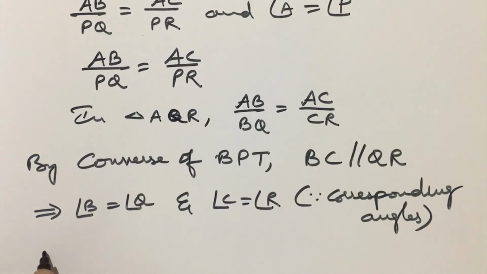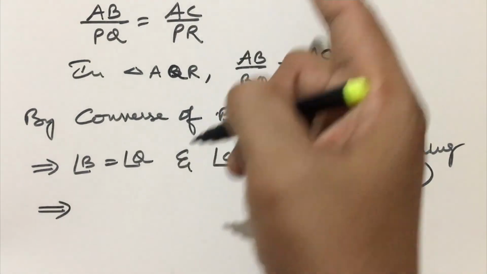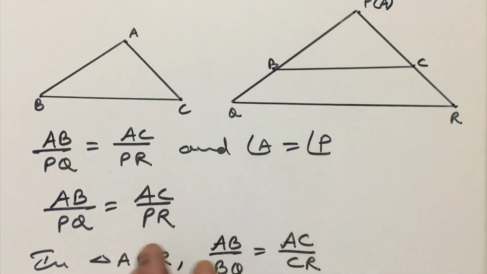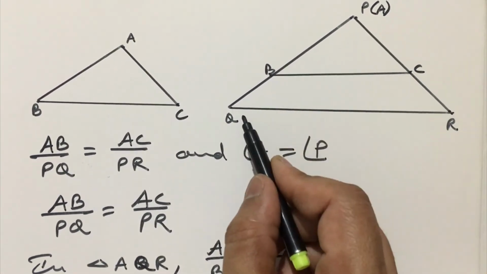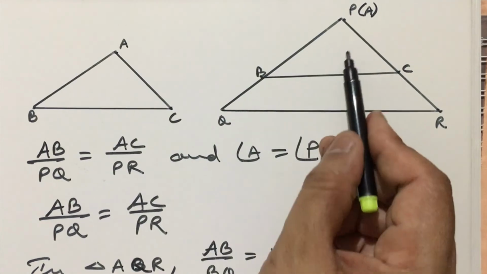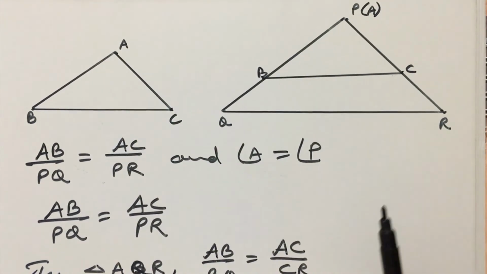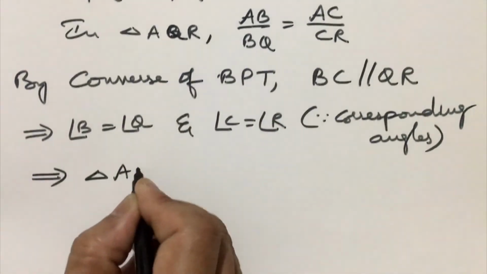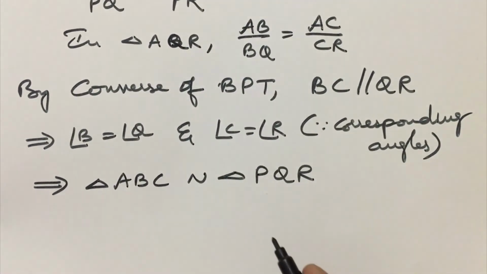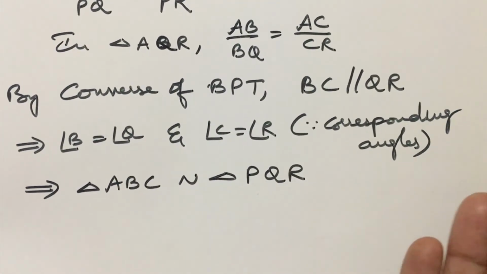Before going to state that similarity criterion, here you have to write that all the three angles are respectively equal to the three angles of the other triangle. Angle A is equal to angle P, angle B is equal to angle Q, angle C is equal to angle R, as well as AB by PQ is equal to AC by PR, and as well as BC by QR. So you can say triangle ABC is similar to triangle PQR because both conditions are satisfied. All the sides are proportional as well as all the corresponding angles are equal.